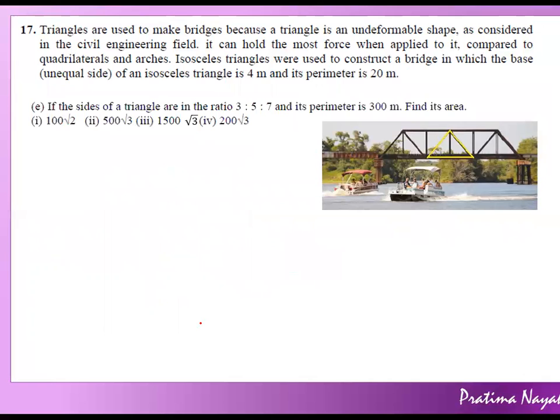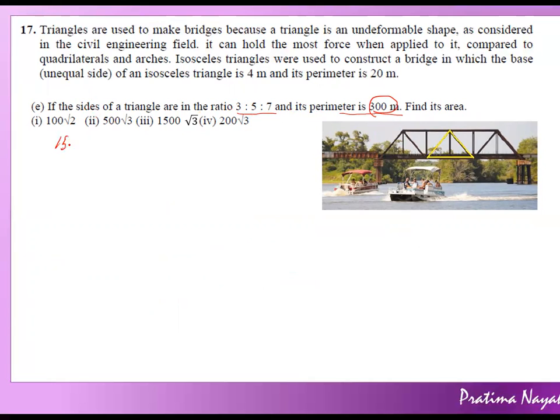Coming to part E. If the sides of the triangle are in ratio 3 is to 5 is to 7 and perimeter is 300, find the area. As I earlier said, it is a lengthy question. If you can do all the 4 parts, you need not do the 5th part, but you should learn it. So perimeter is given. First you have to find the sides. So 3 plus 5 plus 7, it will be how much?